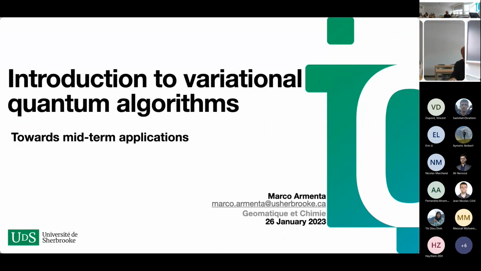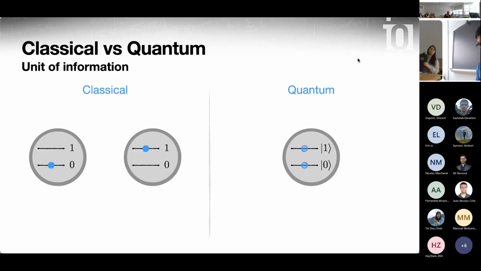Good. So yeah, the goal is to start talking about variational quantum algorithms, just so that you understand how we look for specific quantum states or probability densities with quantum algorithms. So let's start with a review of last time.